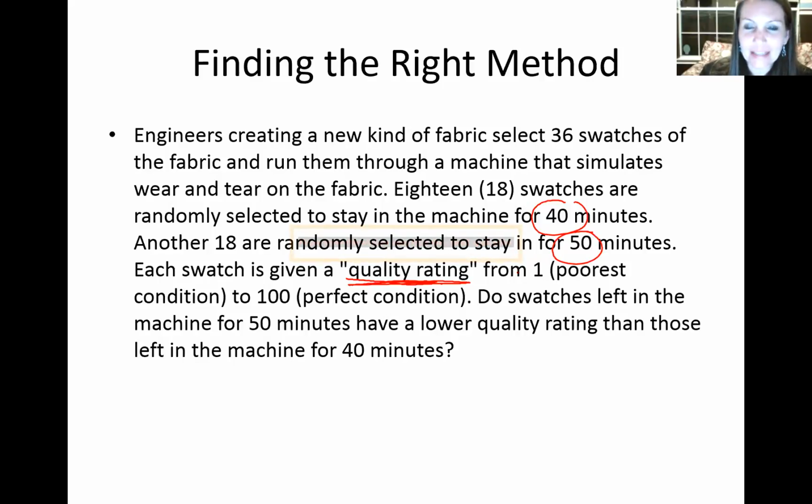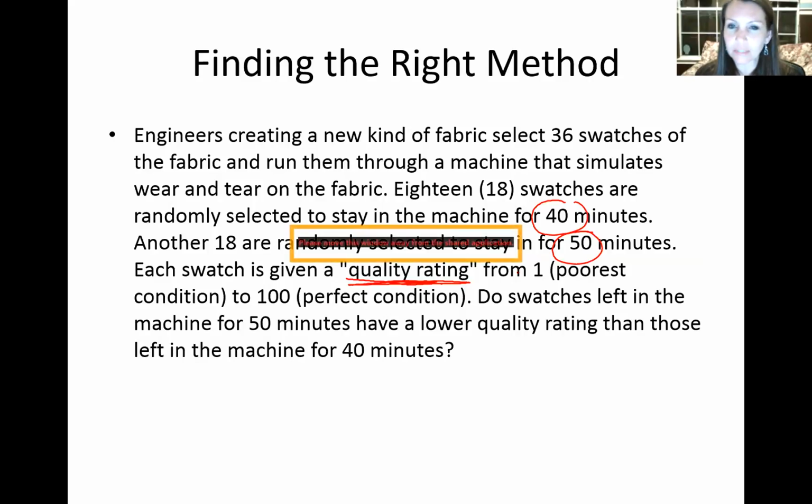But basically in this case, we have an independent situation. They had all the swatches tumbling around in the machine, and then they stopped the machine after 40 minutes and randomly selected 18 swatches. So they randomly selected the 18 from everybody to come out, and then they let the rest go in for the remaining 10 minutes, and then they compared the two. Because we just randomly selected which ones were going to be in which group from everybody, that makes it independent rather than dependent.